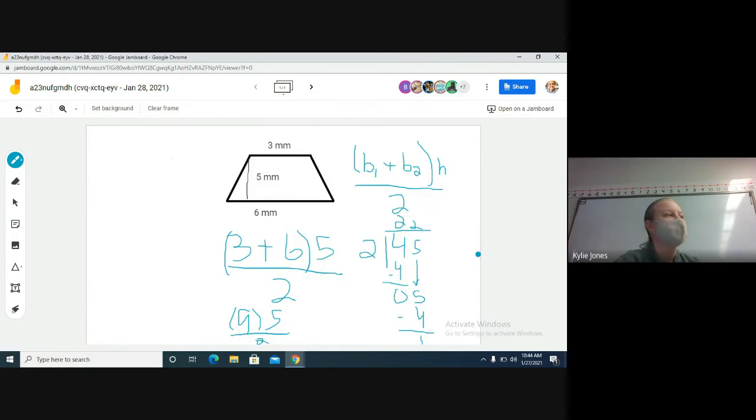But we're not done. What do I still have to do here? We have to add a decimal and a 0. If we add a decimal below, add a decimal above. And then we can drop down our 0. Does 2 go into 10? How many times? 5. There's our 22 and a half that people got.